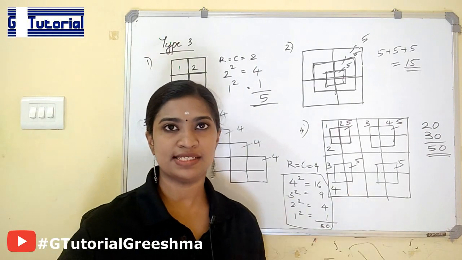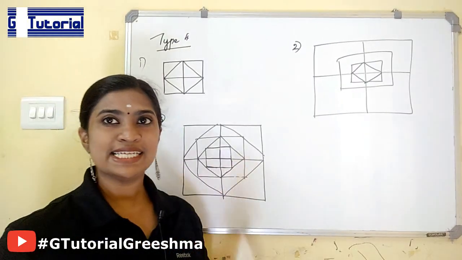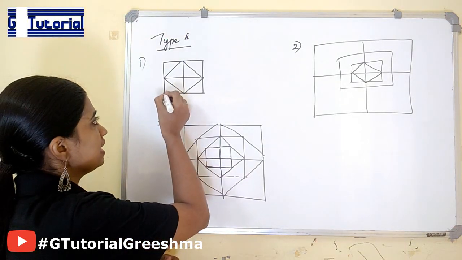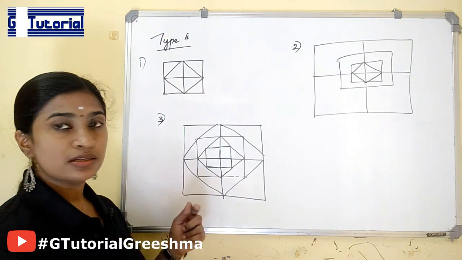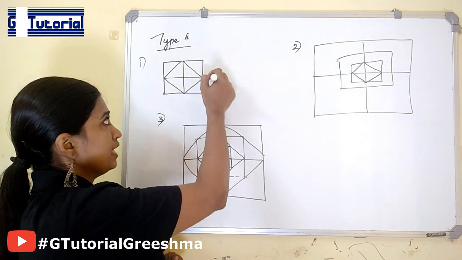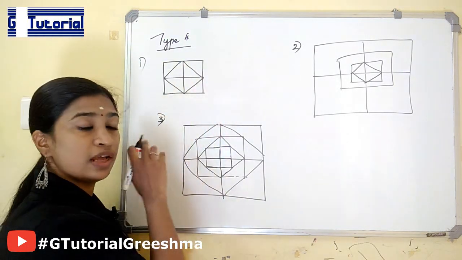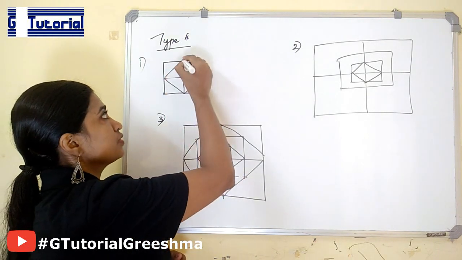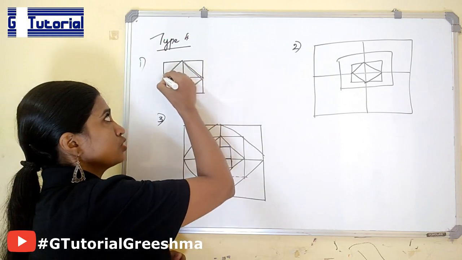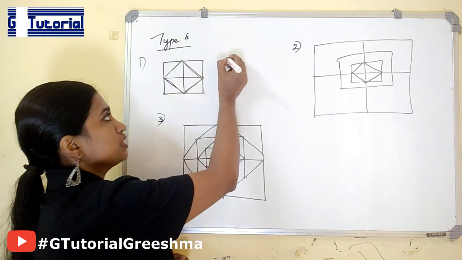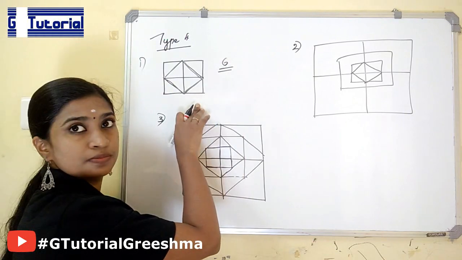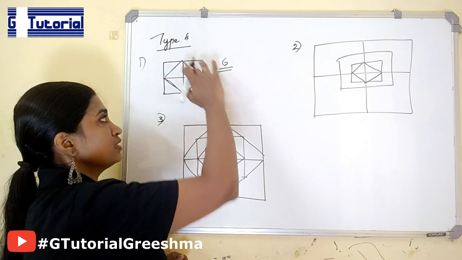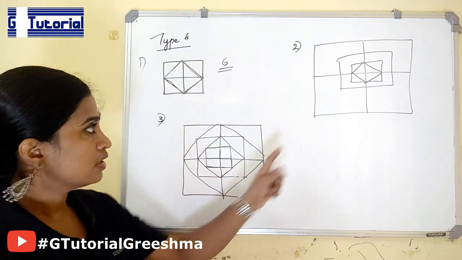Now we can move on to the next type. This is the next type problem. Here as we have seen in type 3, there is a square with a plus sign. So when there is a square and a plus within that, there will be 5 squares. Then 5 plus, there is a square like this. So 5 plus 1, 6 squares is present in this figure. Square with a plus sign, 5 plus this square. So 6. Next question.